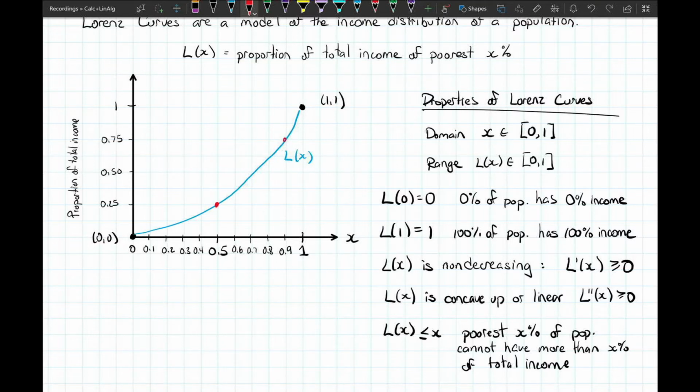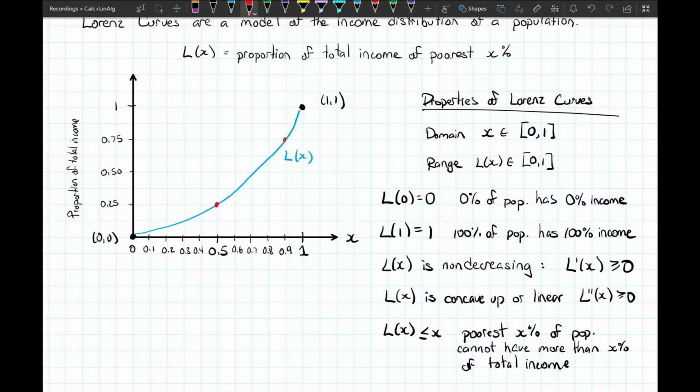They're making 75% of the total income. So by the time we've included 90% of the population, we're still only getting 75% of all of the income. That would imply that this remaining 10%, from the 90th percentile to the 100th percentile, they're actually getting 25% of the total income. Gives you kind of a sense that this is not a very equal distribution.